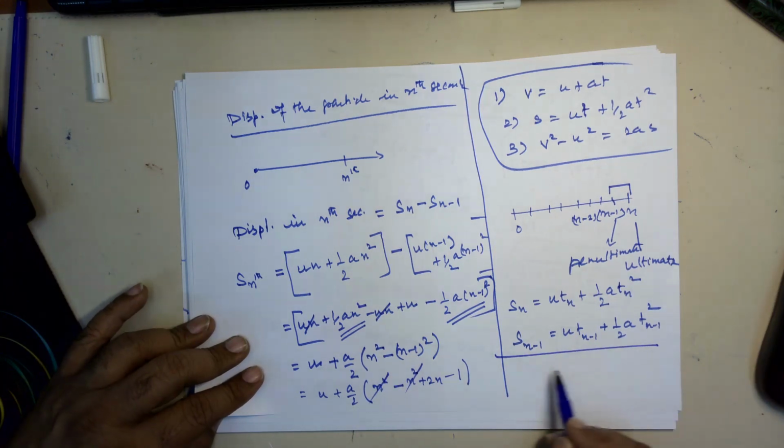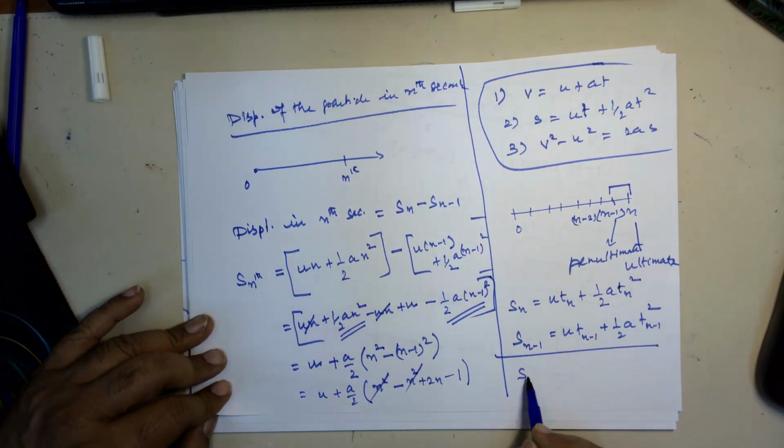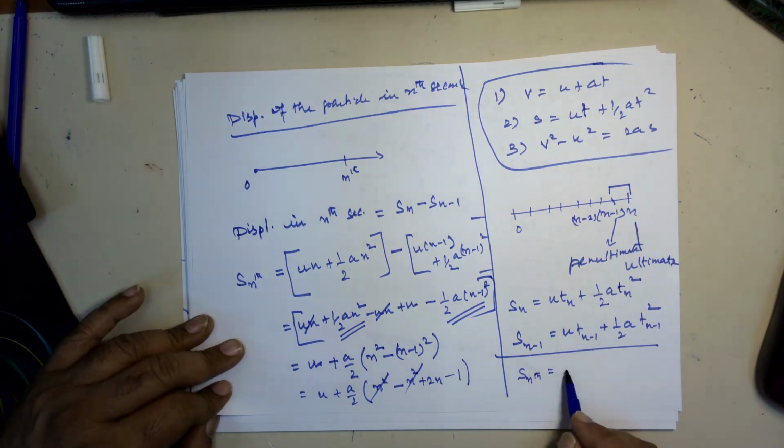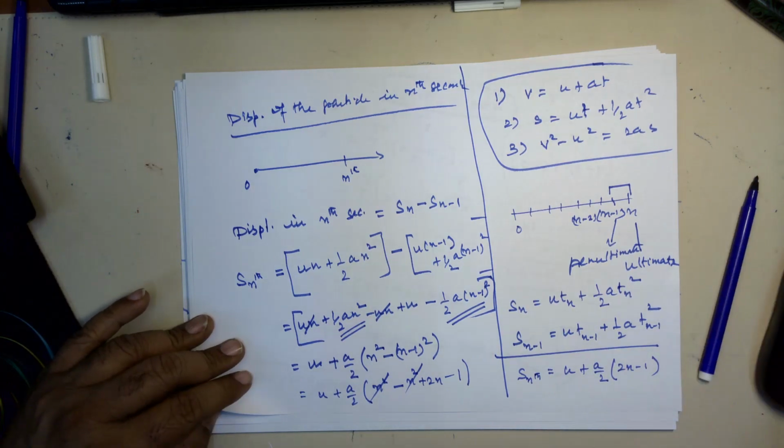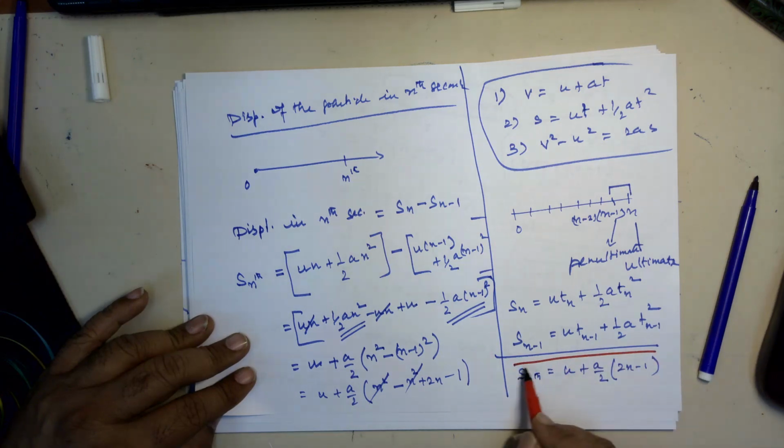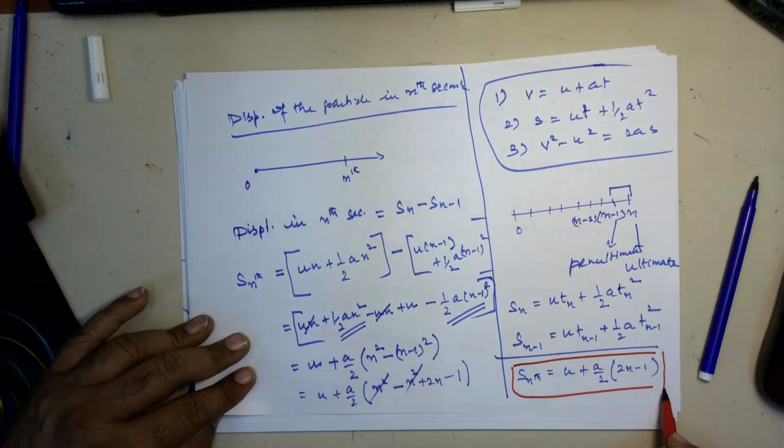Now the result is, that is S nth displacement is equal to u plus a by 2 into 2n minus 1. Okay. So this is another formula that can be taken as the fourth relation.